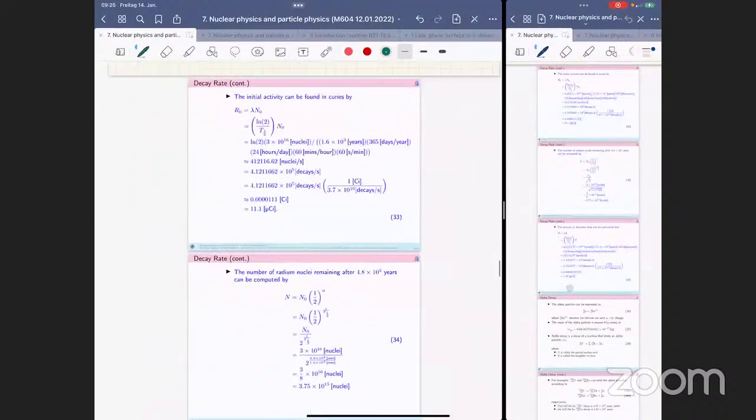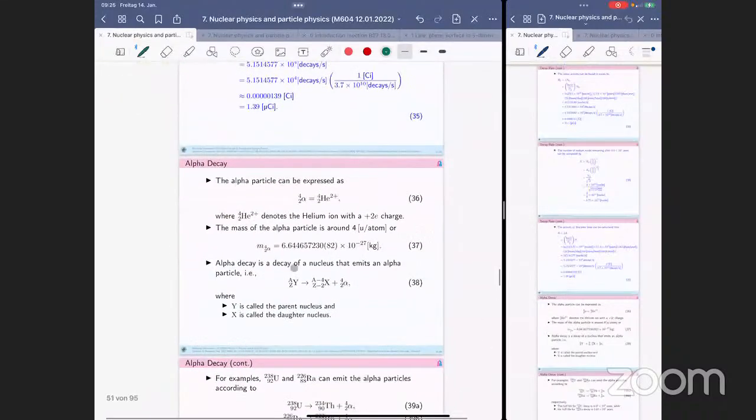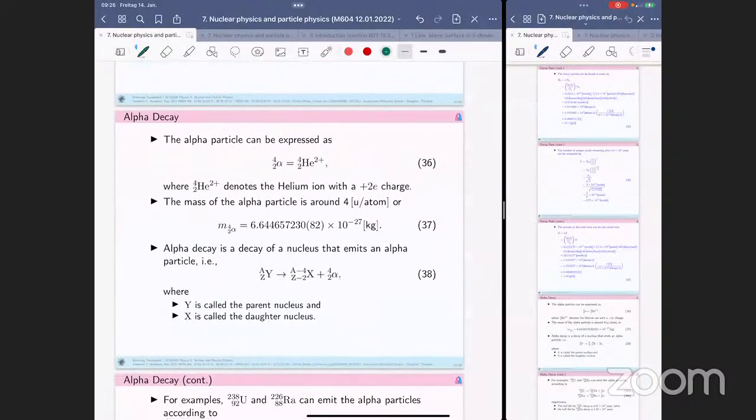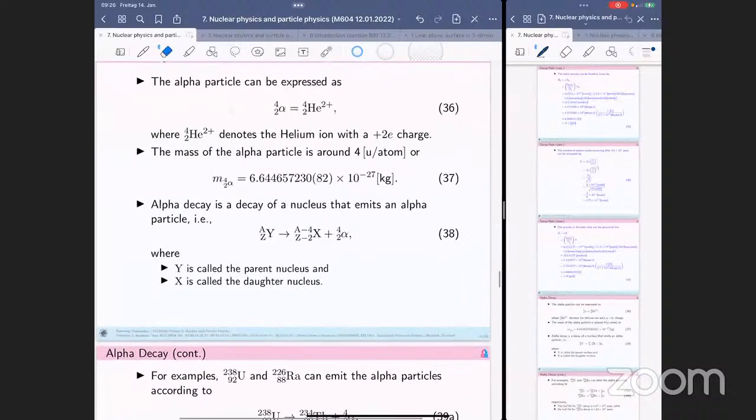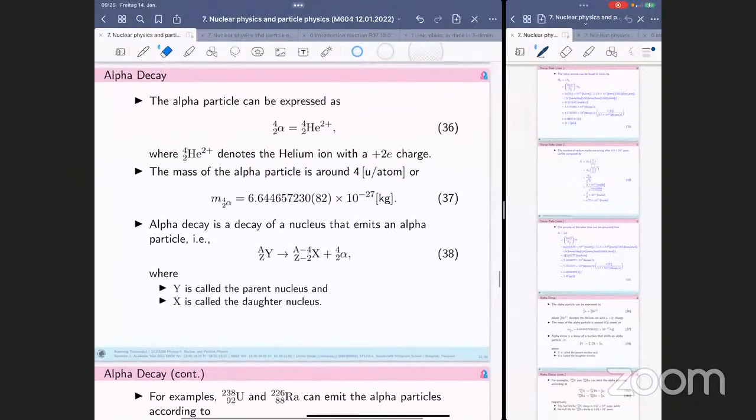We're going to go to the next section, which is alpha decay. Okay, the M605 just finished last time. Now we start alpha decay. Before we talk about the alpha decay, let's get into the detail. What is alpha in this scenario? Alpha is another name of the nucleus or nuclei of the helium-4.